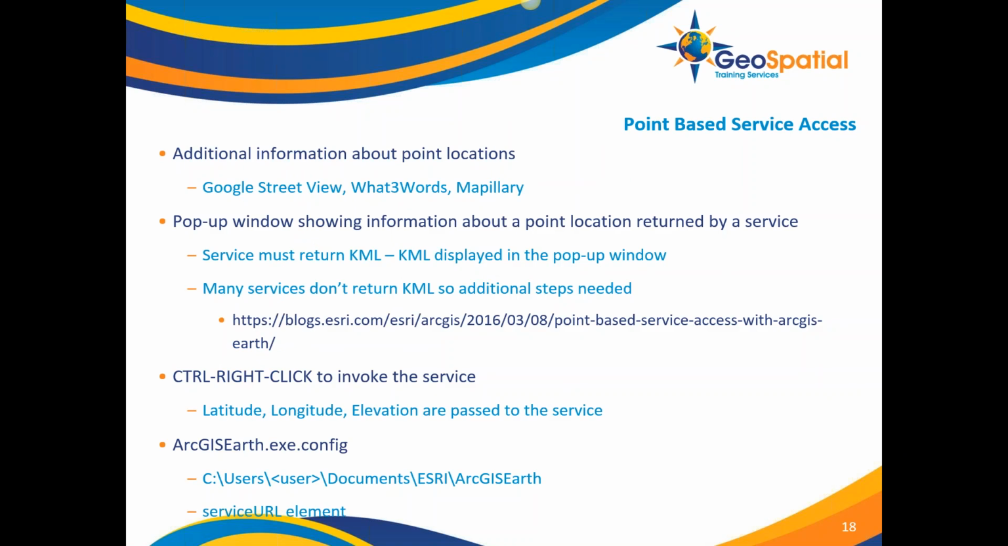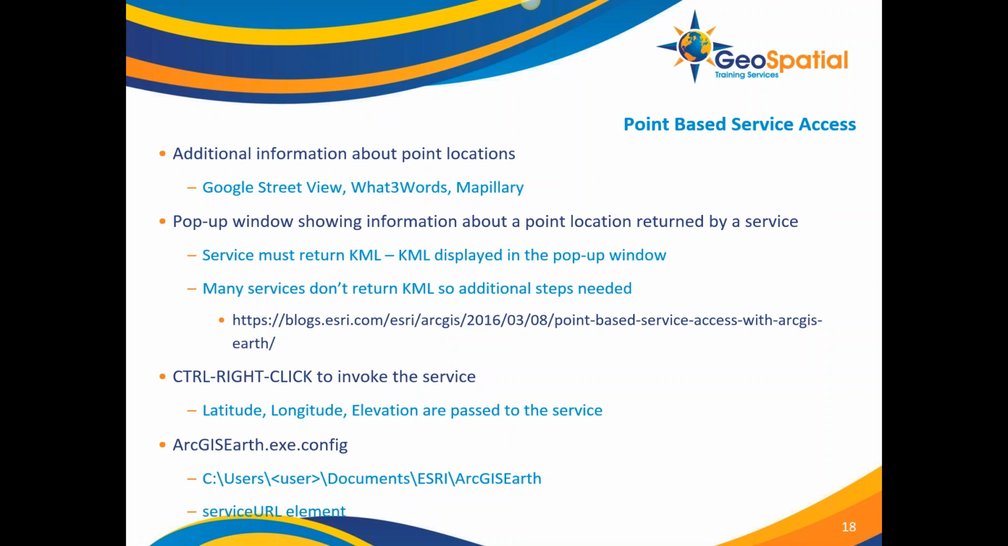All right, so getting towards the end here, one other thing I wanted to talk about is something called point-based service access. And what this does is it allows you to gather additional information about point locations. So this gives you the ability to integrate things like Google Street View, What3Words, Mapillary. Any point-based service that will return KML information can be used with this point-based service access.